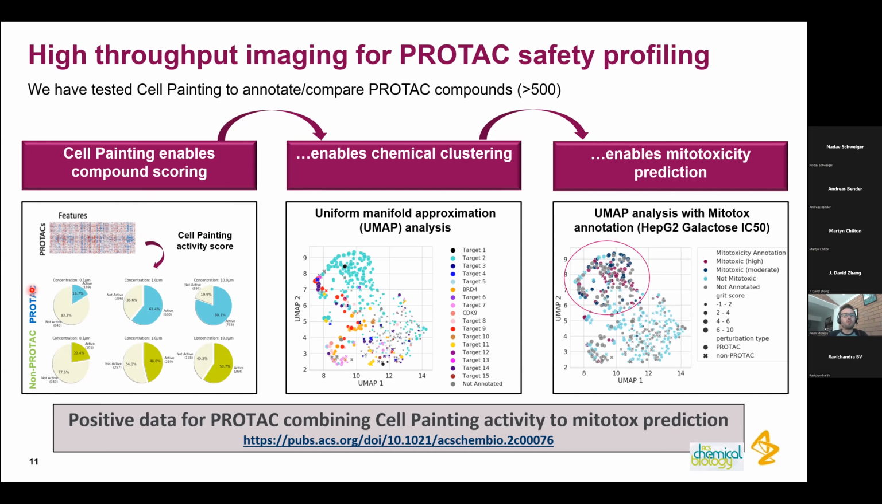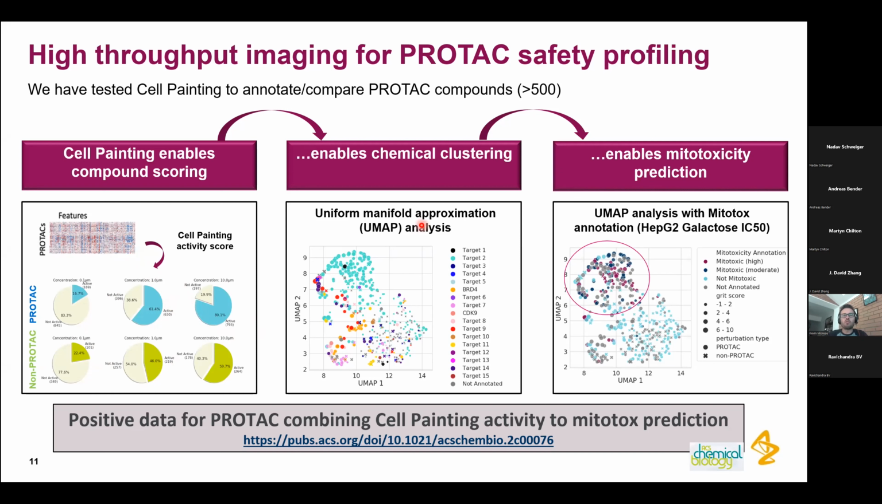We also tested non-PROTACs as well, either as an individual component of the PROTAC molecules, or approved drugs as a control set. With the PROTACs, we were able to see a dose response in the cell painting activity score, from 0.1 to 1 and 10, where 80% of the compounds were active at 10 micromolar. For the non-PROTACs, we were in a similar ballpark. There was a dose response increase in the activity. That by itself doesn't tell you what the drug has been doing. It's just telling you that there was an activity detected in the assay.